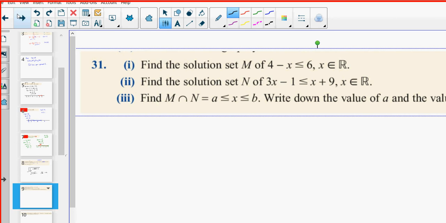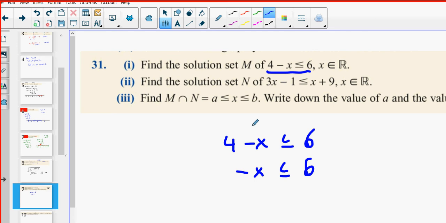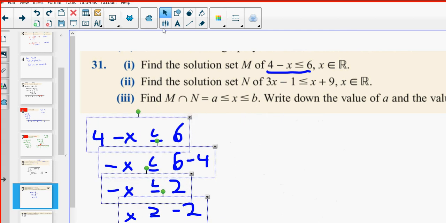31. Find the solution of the first one. Okay, 4 minus x less than or equal to 6. No bother. That's quite easy on its own, isn't it? So what do you think it is? Minus x less than or equal to 2, multiply both sides by minus 1, x greater than or equal to minus 2. Okay. Anything particularly taxing about that? No, you did harder already. Okay, next one.